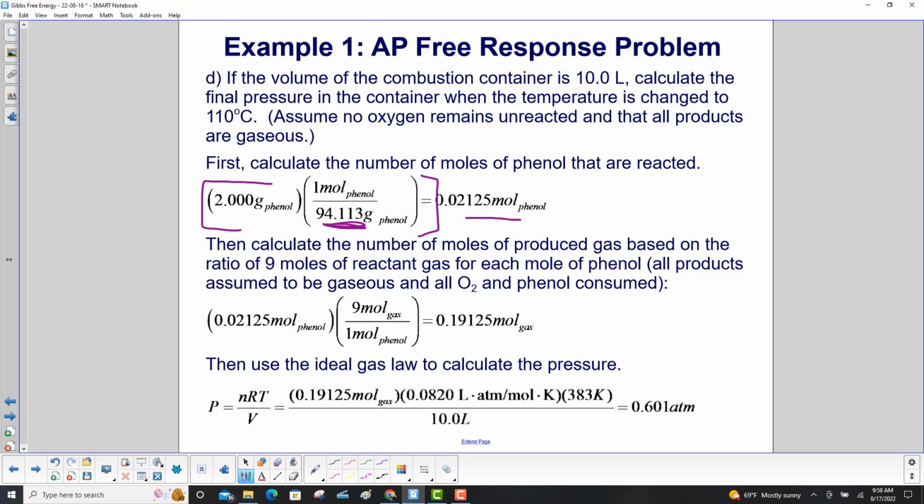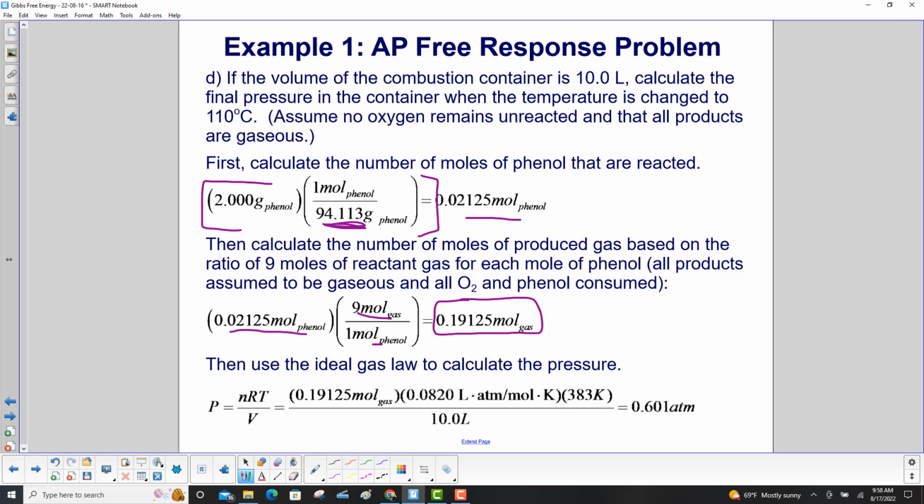Then calculate the number of moles of produced gas based on the ratio of 9 moles of reactant gas for each mole of phenol. And this is from the reaction equation. All products assumed to be gaseous and all O2 and phenol consumed. And here's the moles. 9 moles of gas, 1 mole of phenol, and these are the moles of the final gas. Then use the ideal gas law to calculate the pressure.